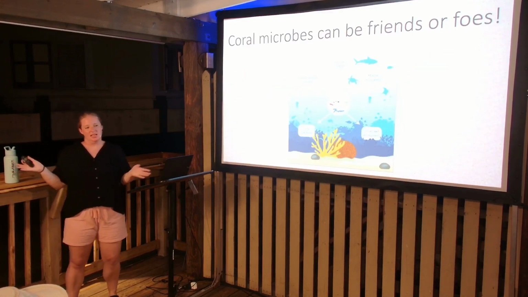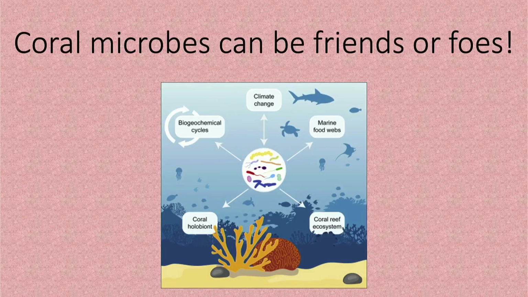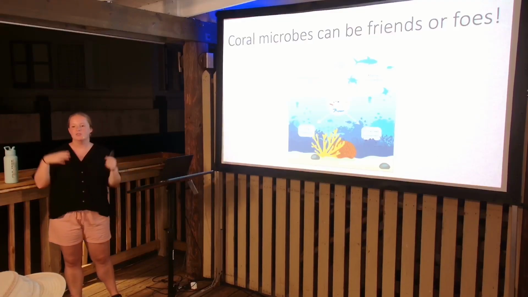So the main question is, can coral microbes be friends or foes? And the very scientific answer is that it just depends. They can be friends or foes, but the main component that I want you all to take away from this talk is that they really are extremely important for the coral holobiont, but also the whole ecosystem and really just everything in general. They're important for food webs and for all nutrient cycling. So they're really, really integral for the health of the entire globe.